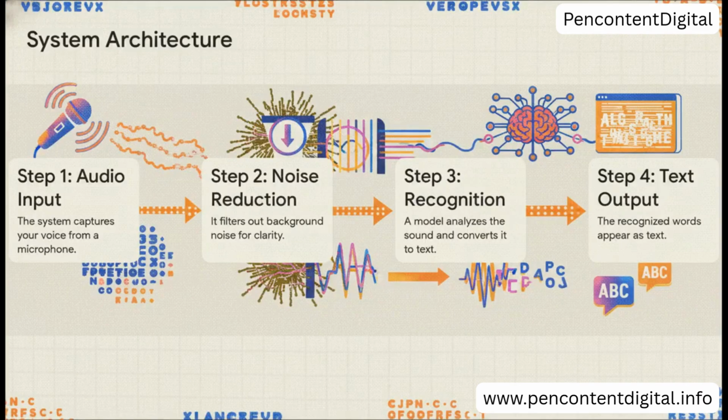So here's the workflow. It all kicks off with step 1, audio input. This is where our digital ear, PyAudio, grabs your voice. Next up, and this is super important, is step 2, noise reduction. The system has to clean things up, right? It filters out stuff like a car horn or the air conditioner to get a nice, clear signal. Then, in step 3, the brain of the operation, the recognition model, gets to work. It analyzes that clean sound, breaks it down into phonetic bits, and matches those patterns to words. And boom, step 4, text output. The words you spoke just appear on the screen.